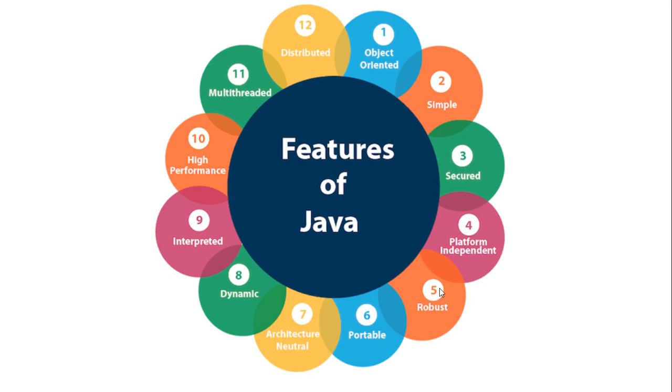And it is robust, it is a very robust language, it is portable, it is architecture neutral, it is a dynamic language, it is interpreted, its performance is very high, multi-threading is also supported by Java, and it is distributed. So these are the core features of Java.